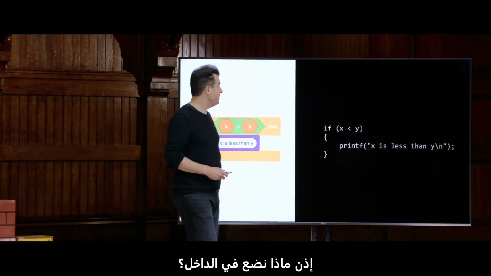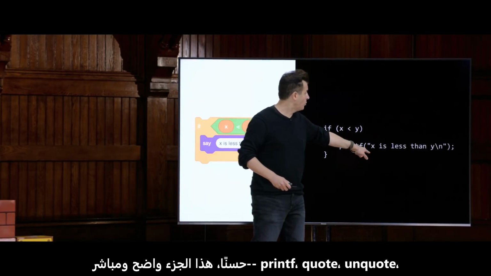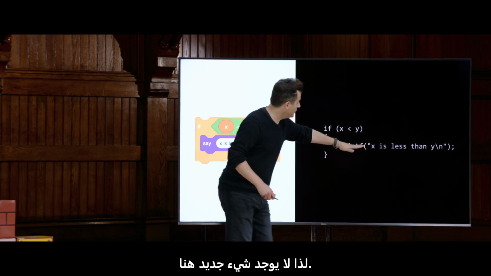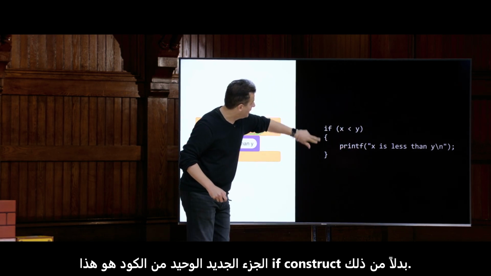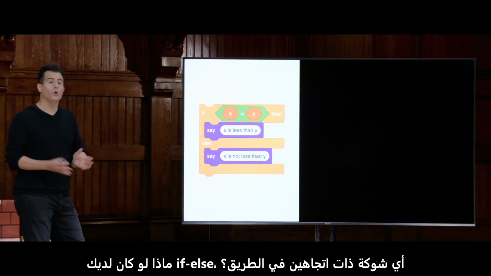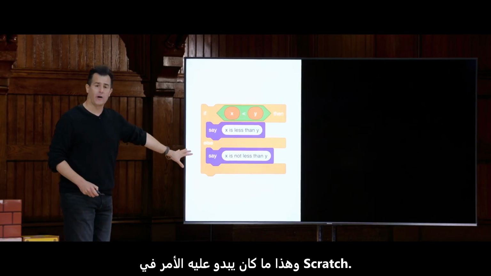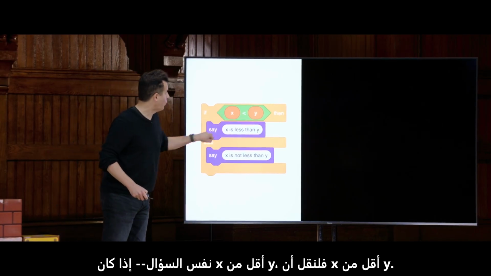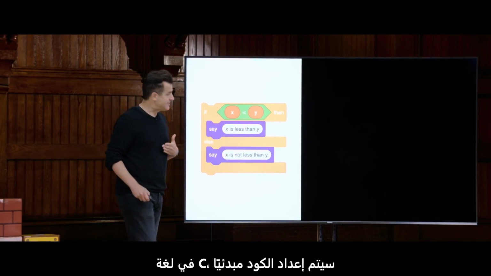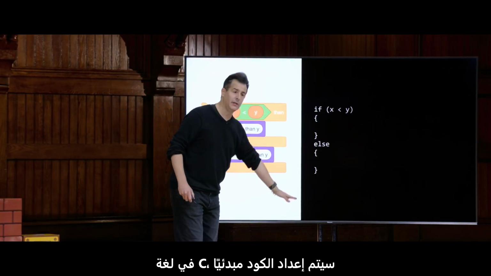So what do we put inside? Well, this part is straightforward. printf, quote unquote, x is less than y, \n, semicolon. So nothing new here. The only bit of new code is this if construct instead. What if you have an if else? So a two-way fork in the road. This is what that looked like in Scratch. Same question, if x is less than y, then say x is less than y, else say x is not less than y. In C, the code is going to be set up initially like this.